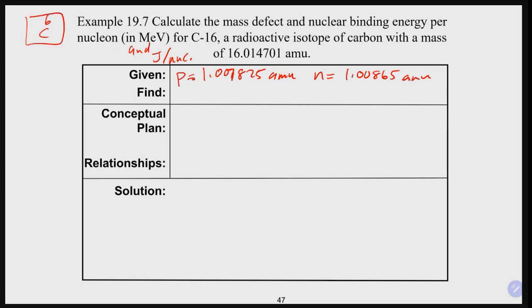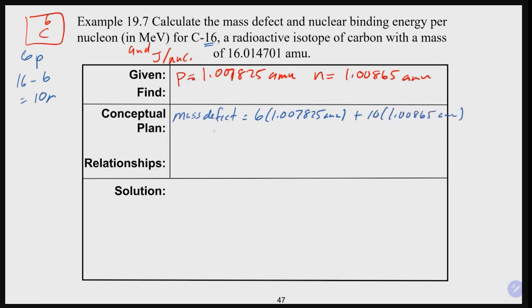So again, we're going to figure out protons and neutrons, as we need to figure out our mass defect. We do know we have 6 protons here. Our mass number, which is 16, minus 6, which is our atomic number, gives us 10 neutrons. So we can calculate our mass defect by taking 6 times our proton mass plus 10 times our neutron mass, and we want to make sure we don't forget to subtract it from the actual mass of our isotope, which I forgot to do a second ago.